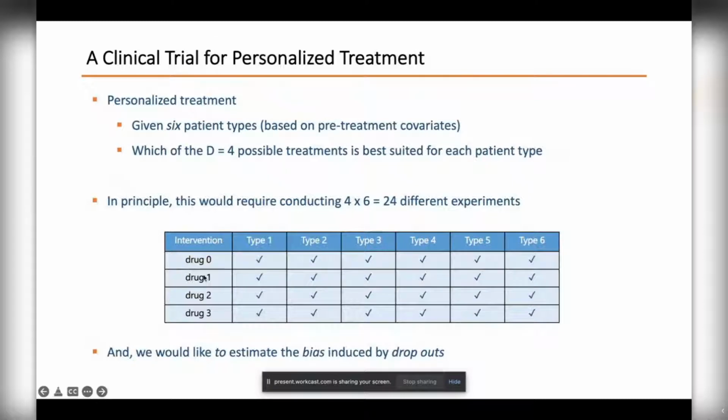Putting it visually, we now have effectively a situation like this. We've got 4 drugs of interest, 6 patient types, and I would like to know the answer to each of these boxes. That is, what would be the treatment effect for patient group type 1 under treatment 0, treatment 1, and so on. And those are these boxes. So really those 24 causal estimates are of interest to me. And as I'm doing that, I would also like to make sure that I'm correcting for the bias introduced by dropouts. Okay. So with that, at least at the highest level, the question is set up.